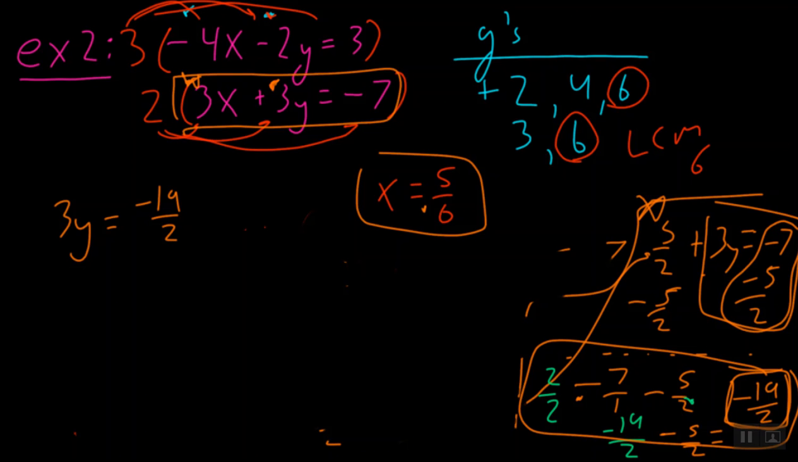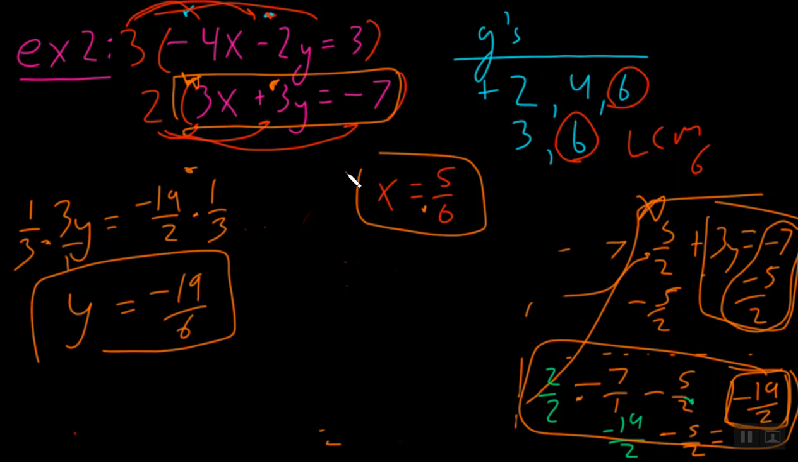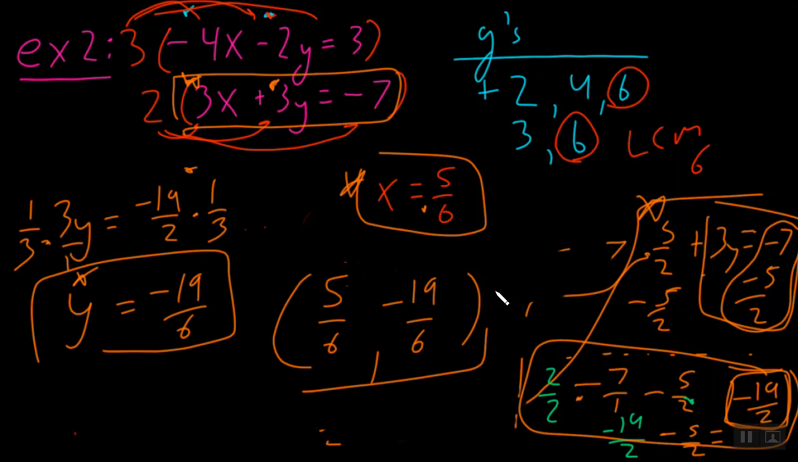Okay, so now notice we have this fraction. So we'll write this as 3 over 1. We'll multiply by the reciprocal, times 1 over 3, and we will get this. y equals negative 19 over 6. Well, guys, check it out. Now that I have my x value, I have my y value, I can now write my answer, where my x value comes first, 5 over 6, comma, negative 19 over 6. And there is our answer. All right, guys, y'all have a wonderful day.